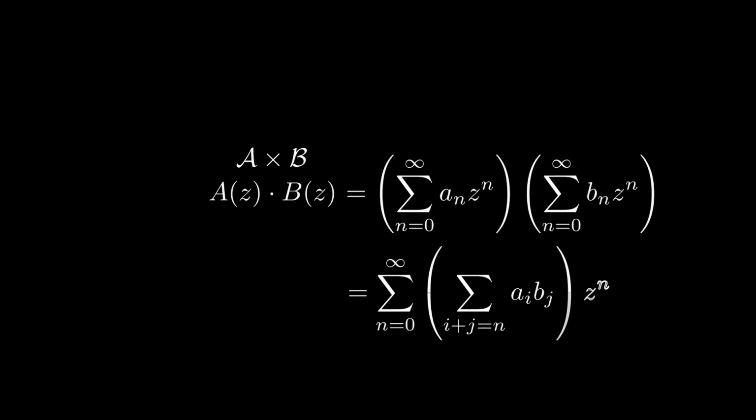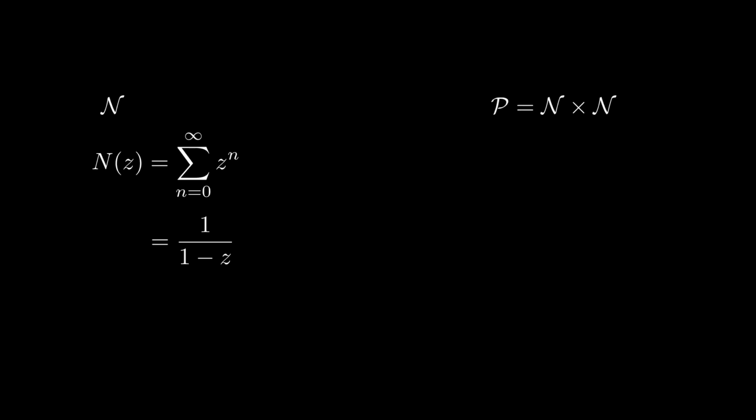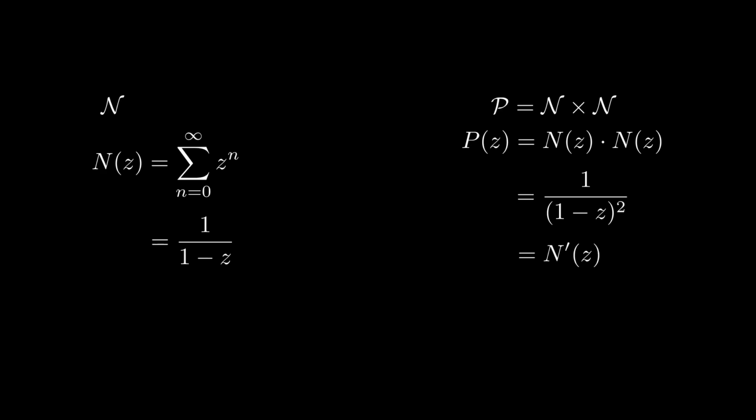Let's consider an example. The generating function for n, as used before, is equal to 1 over 1 minus z. Now suppose that we want to count how many pairs of non-negative integers have sum equal to n. The class P of pairs of non-negative integers is equal to n times n, so the generating function for P is 1 over 1 minus z squared. This is the derivative of n, so P of z is equal to n prime of z. So, there are n plus 1 pairs of non-negative integers that sum to n for each integer n.